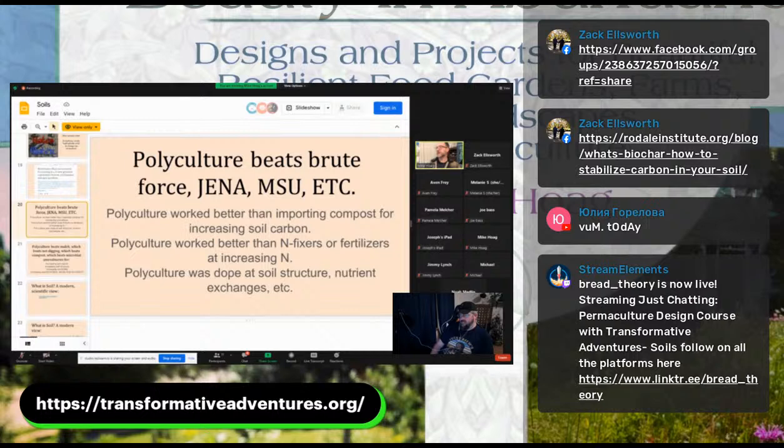And by brute force, they mean importing things like compost and organic matter. So just having polyculture, I think in this case, it was a 10 by 5 beds with 13 species. Once they got to 13 species, they found that the garden bed, or the prairie, really there were prairie plantings, but they were interested in food-related plants, high-value food plants. The polyculture worked better than importing compost for increasing soil carbon.